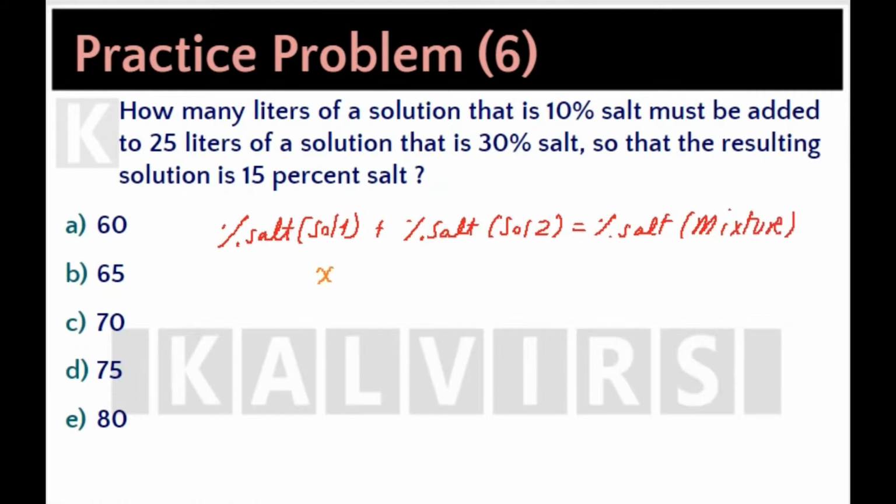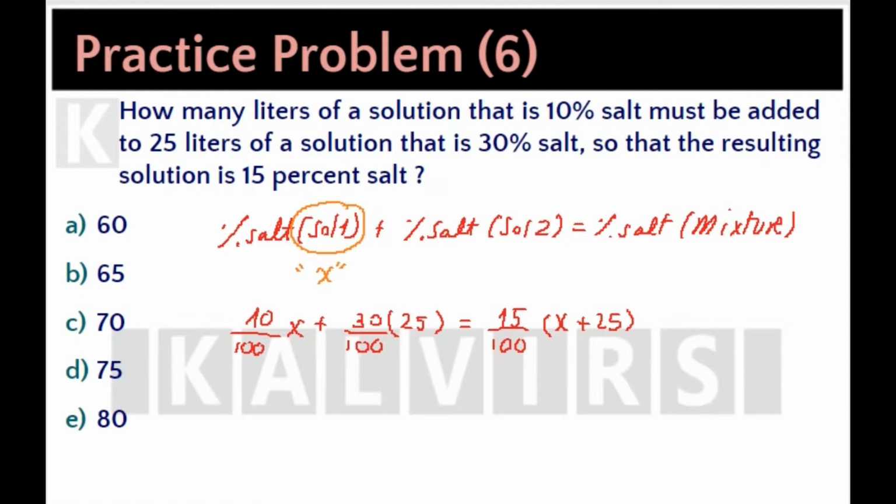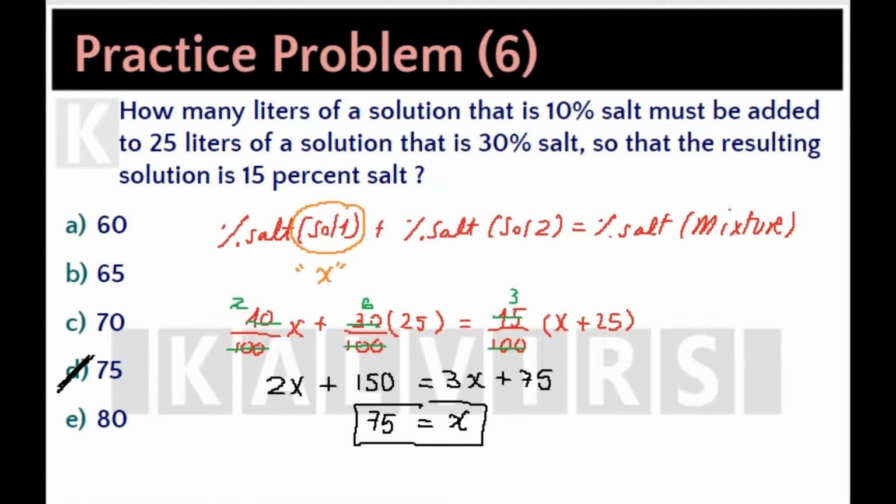Now, let X be the number of liters of solution 1 and replace the data in the relationship already established. 10% of X plus 30% of 25 equals 15% of X plus 25, and finally solve for X. X equals 75 liters. Choice D is correct.